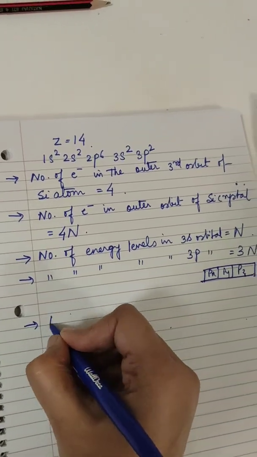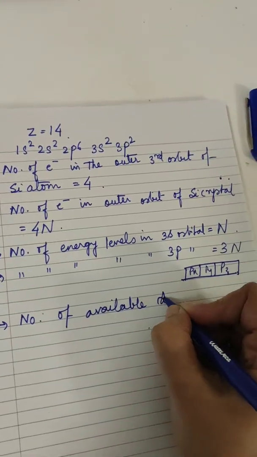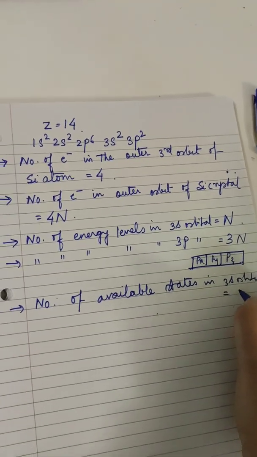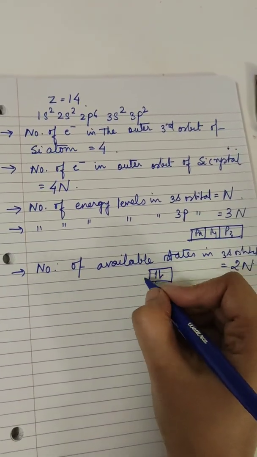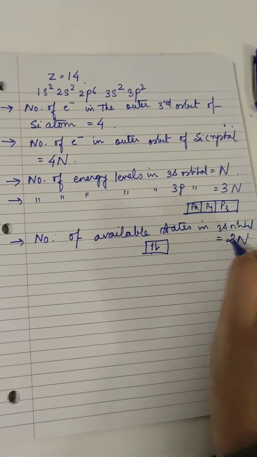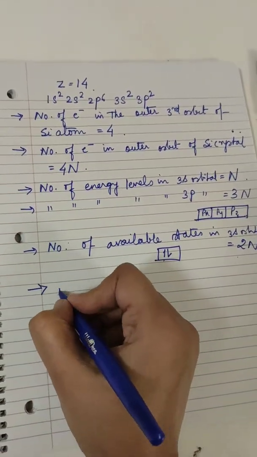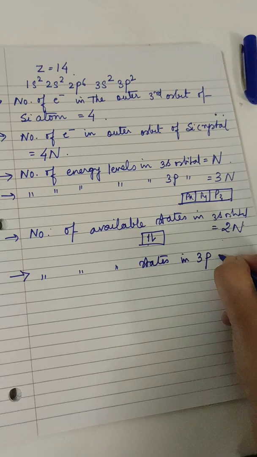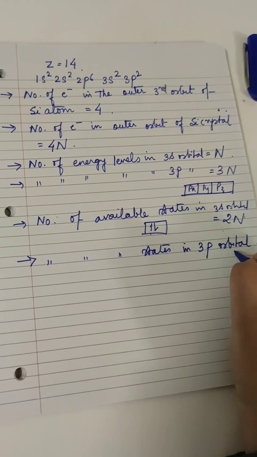Number of available states in the 3s orbital will be 2n. In each 3s level there can be two electrons. So in n energy levels of 3s, there will be 2n states. Now the number of available states in the 3p orbital, or why am I writing orbital, it will actually be the energy band.